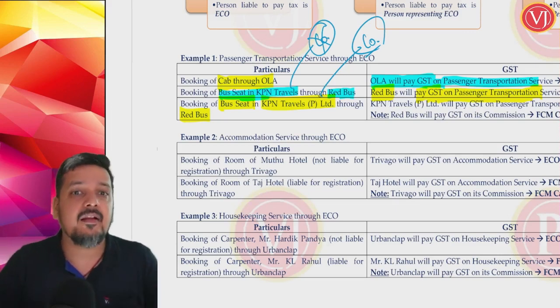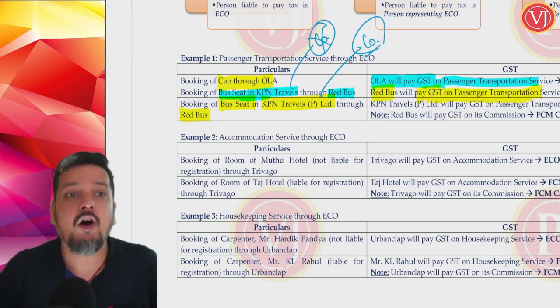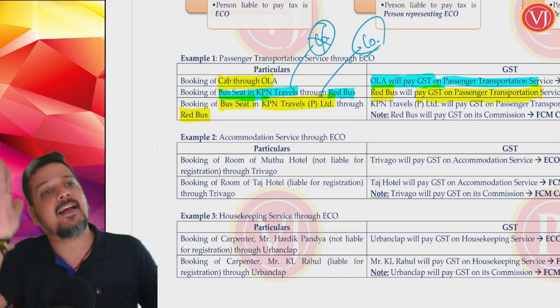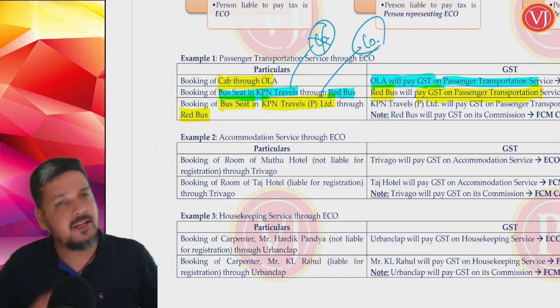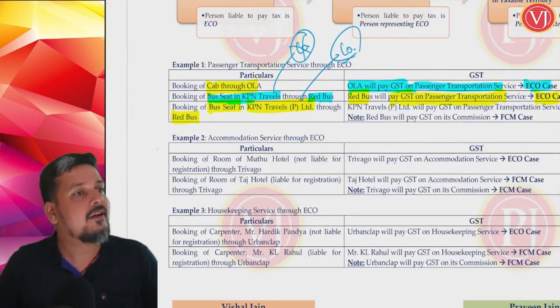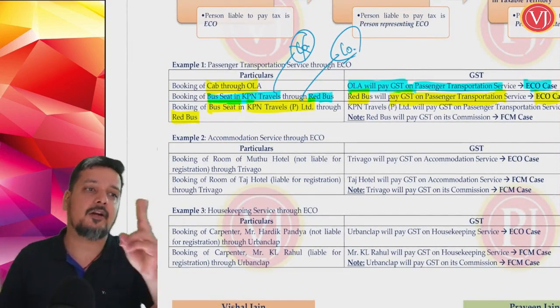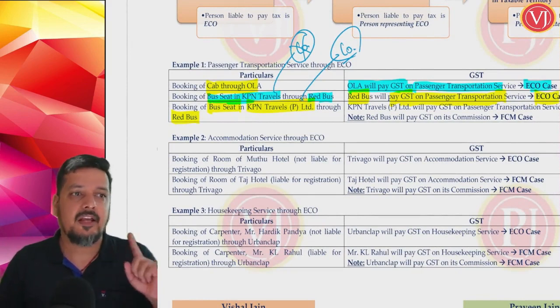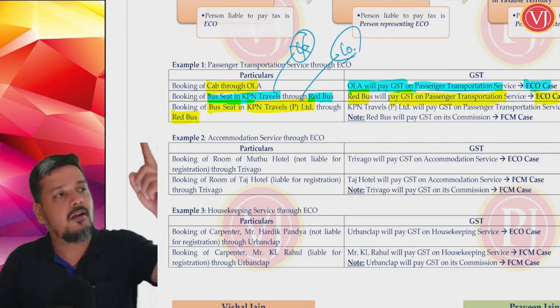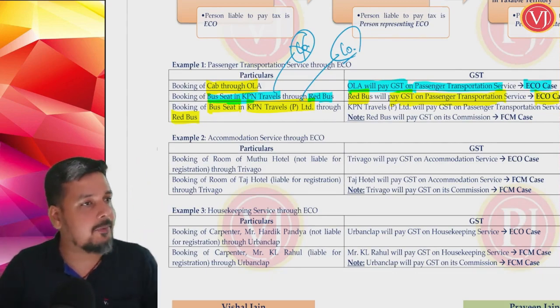But when companies learned omnibus, bus category, for bus category, if the supplier is a company, it will take care of itself. If the supplier is not a company, ECO will take care. Now in this case, the supplier itself is a company. Now you understand the real picture. Actually, there are two contracts: KPN Travels Private Limited and the rider, and Redbus and KPN Travels Private Limited.